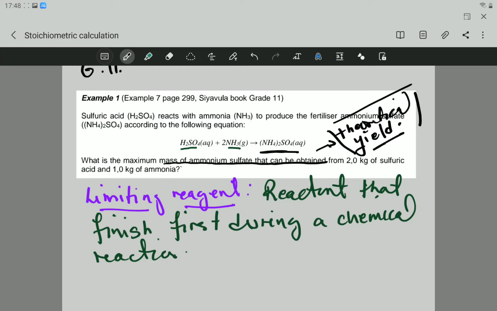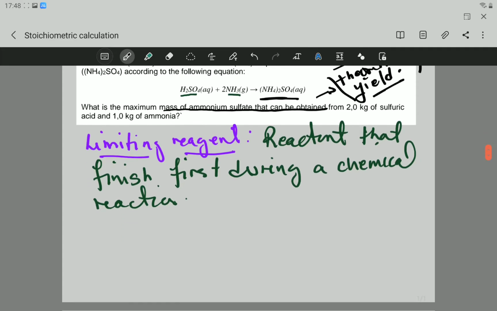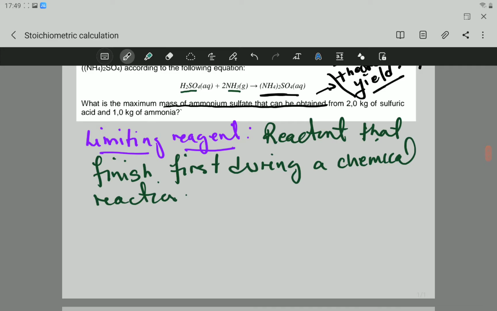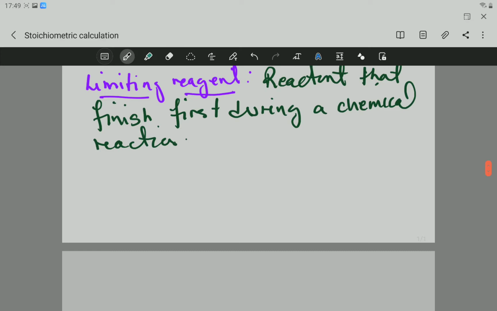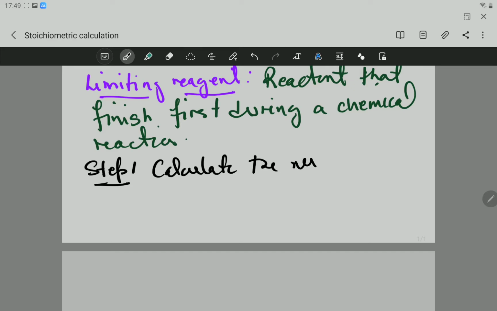Now, they're giving us the total amount of sulfuric acid and the total amount of ammonia that they started with. One of them might finish first, we don't know, so we have to identify which one is going to finish first. The first step, step one, is to calculate the number of moles of each reactant.